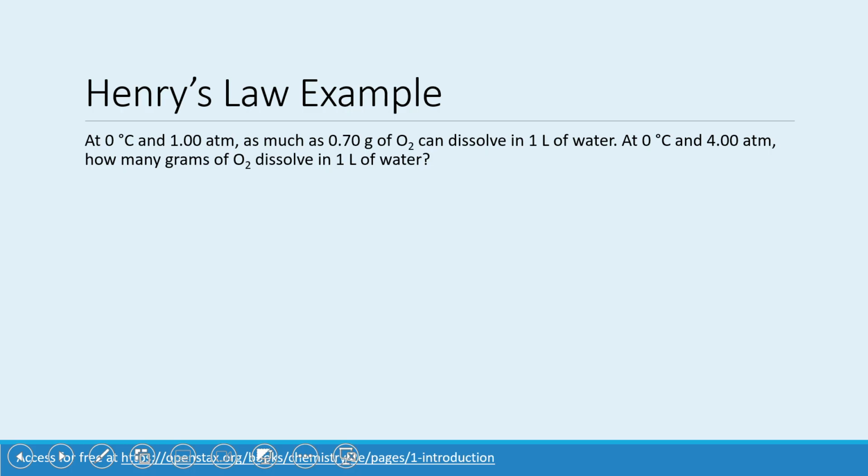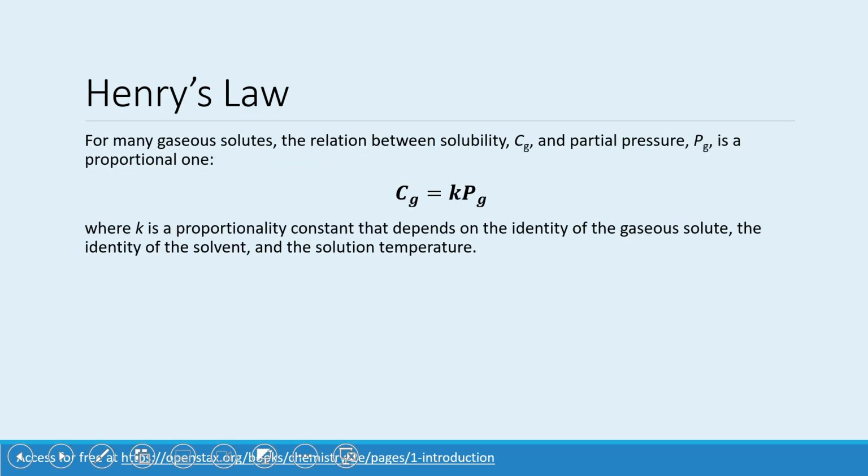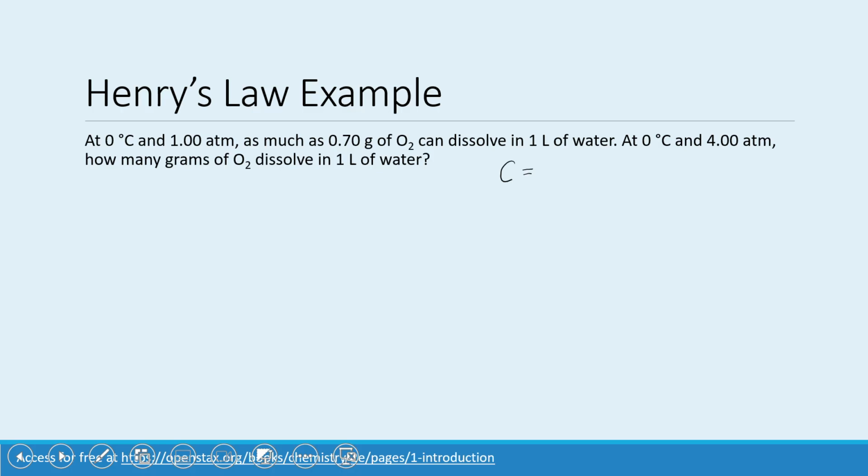In this first example, at 0 degrees Celsius and 1 atmosphere, as much as 0.7 grams of oxygen gas can dissolve in 1 liter of water. At 0 degrees Celsius and 4 atmospheres, how many grams of oxygen gas dissolve in 1 liter of water? Okay, so if we look at Henry's equation, we've got C equals K times P.